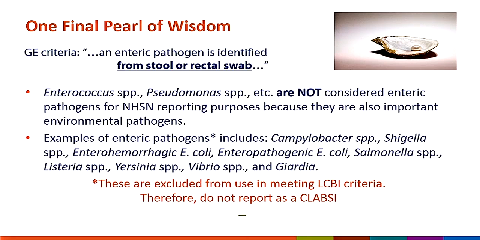One final pearl of wisdom regarding the GE criteria, and those criteria mention an enteric pathogen being identified from stool or rectal swab. Examples of enteric pathogens include things that you would normally think about, such as Campylobacter, Shigella, any of the enterohemorrhagic E. coli or enteropathogenic E. coli, Salmonella, Listeria, Yersinia, Vibrio, and Giardia.